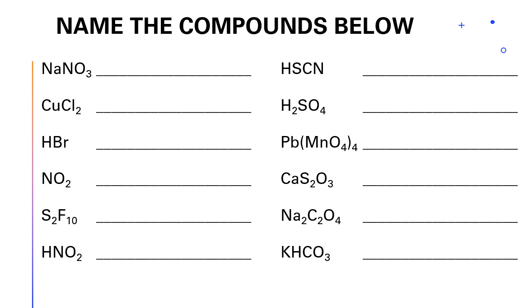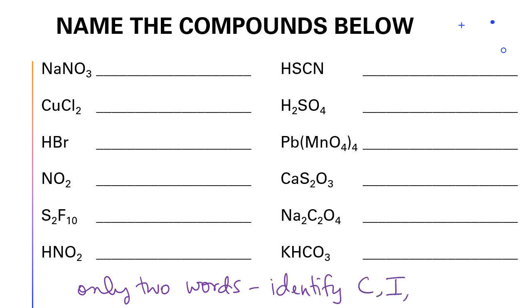Remember, when you're naming compounds, you get only two words per compound. And also when you're naming compounds, there are different rules. So you have to identify if it is covalent, ionic, or an acid, because there are different naming rules depending on which one it is.